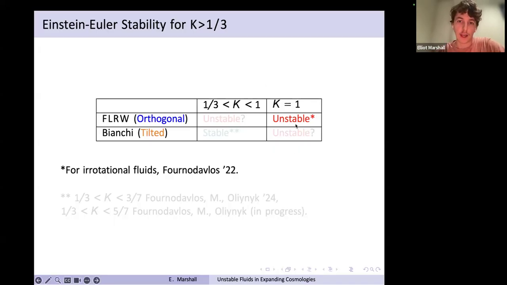So the first result, to my knowledge, in this case, is looking at perturbations of FLRW solutions with a stiff fluid. And Grigorios Fournodavlos actually proved that these solutions are unstable. What he actually shows is that you get this extreme tilt behavior in finite time. So the fluid velocity becomes a null vector in finite time, and then you can't continue your solution as a fluid anymore because your fluid velocity has to be time-like.